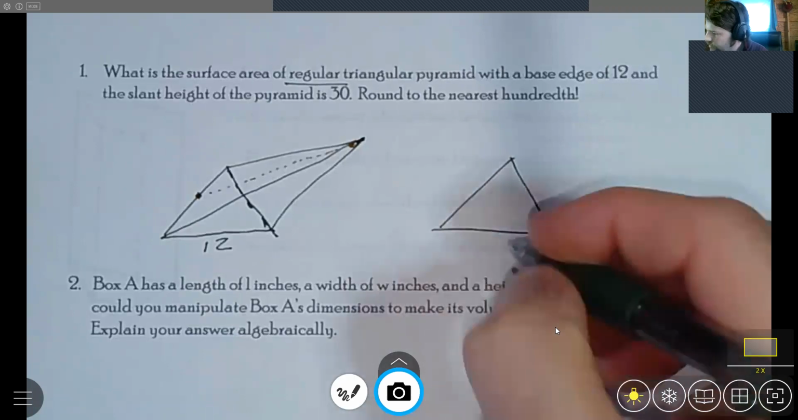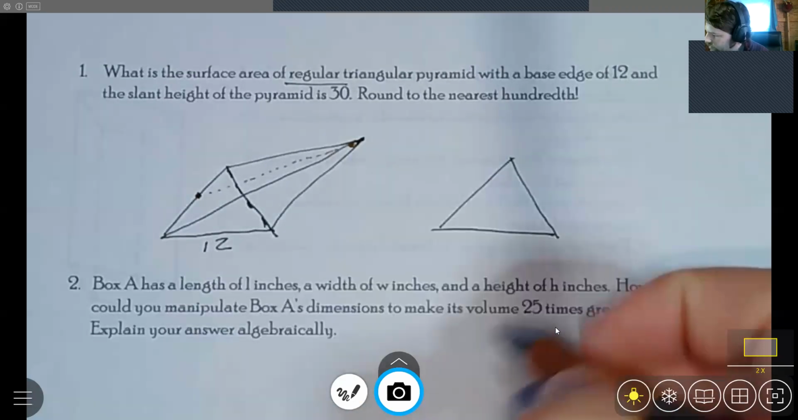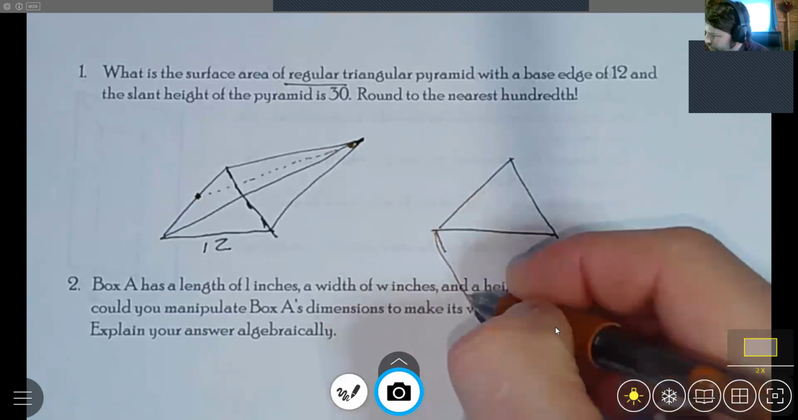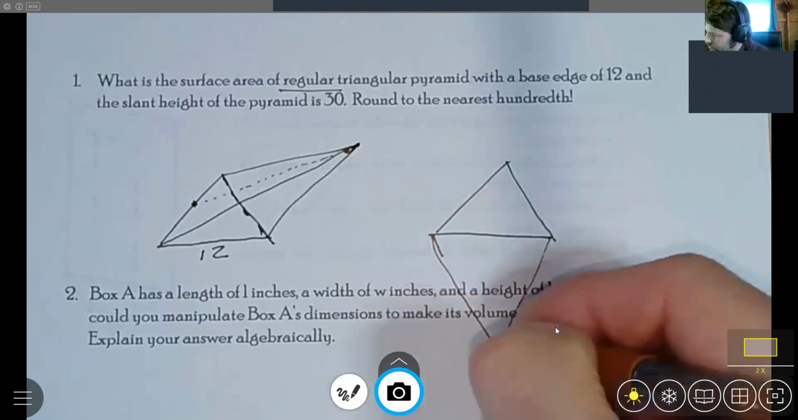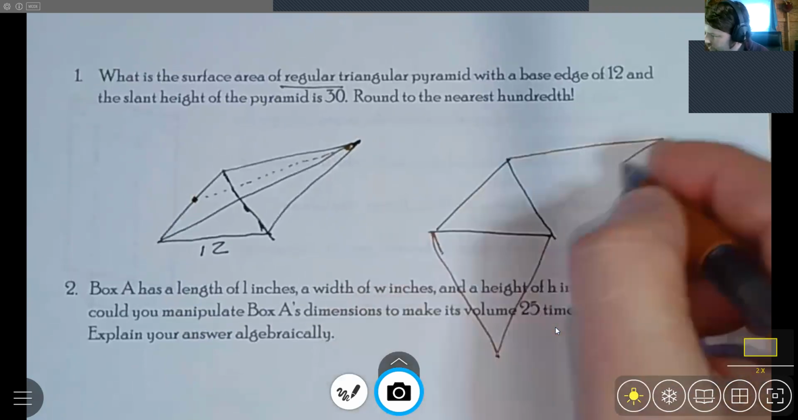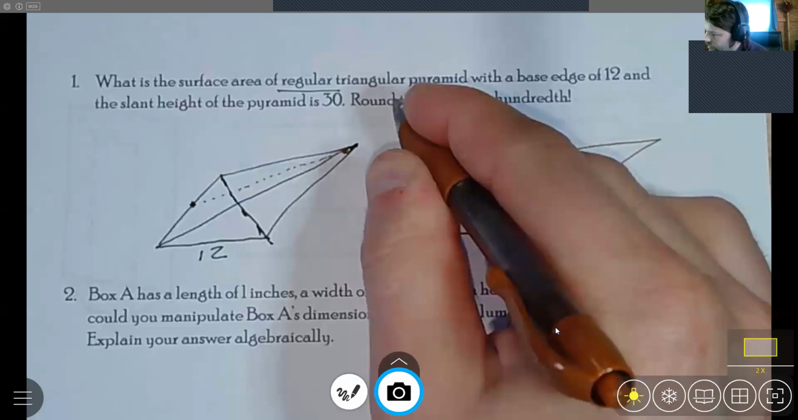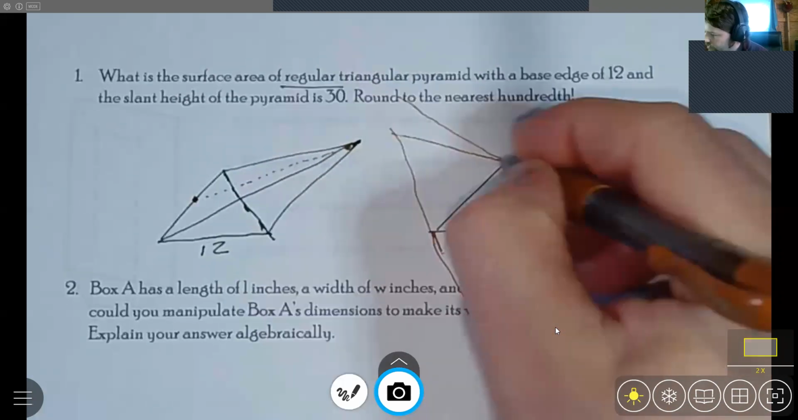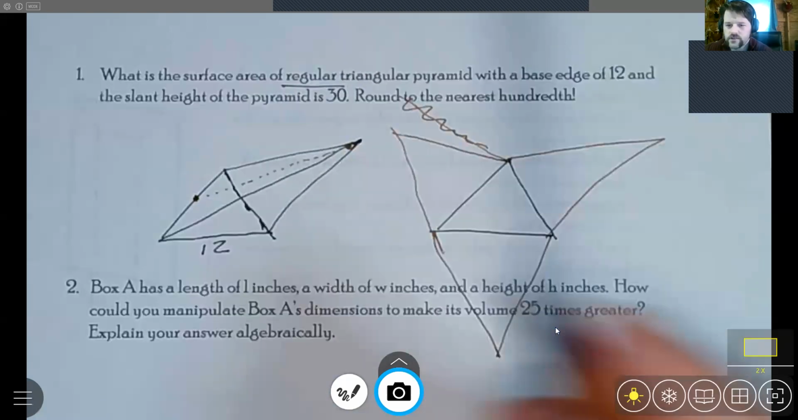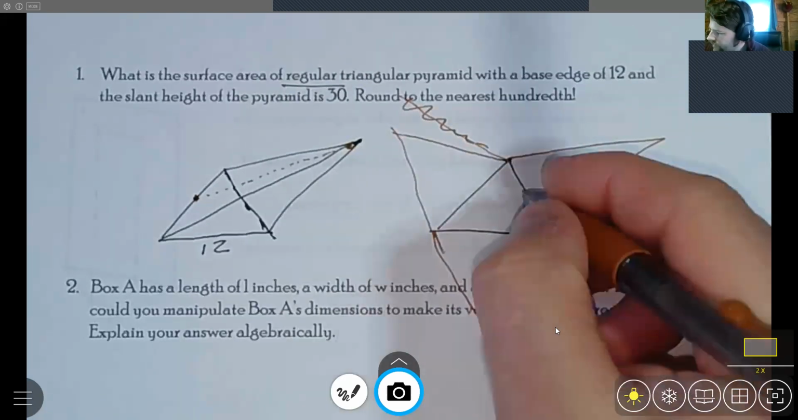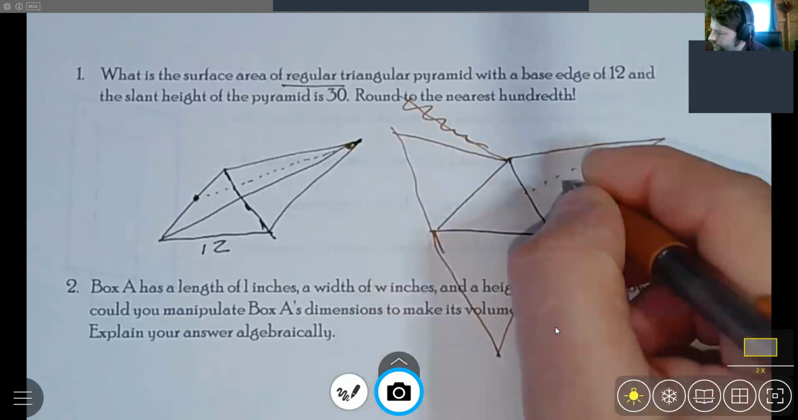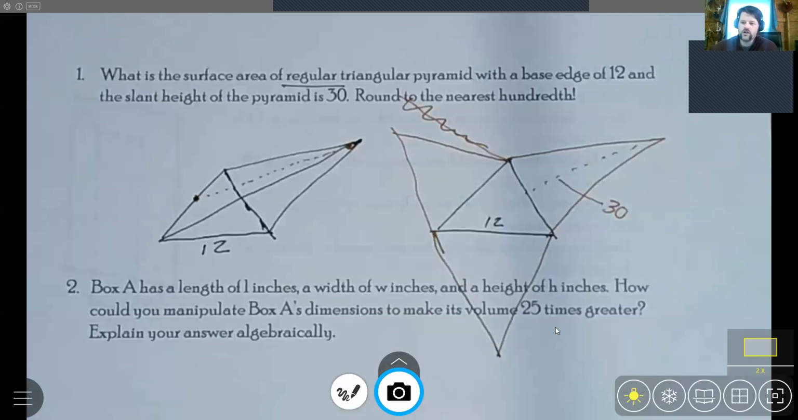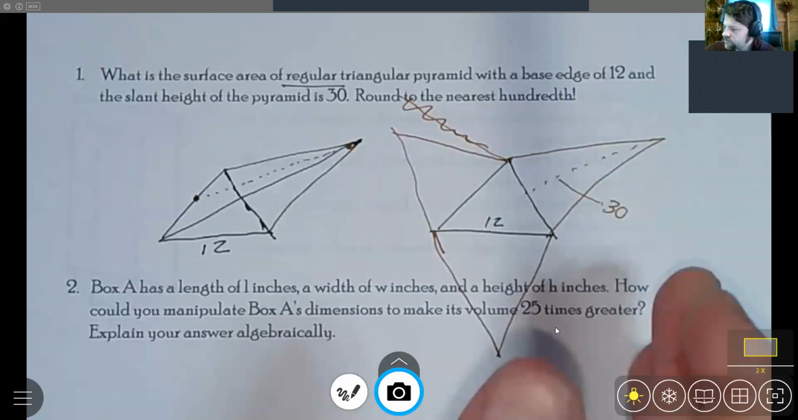And then, you know, your sides are going to be these triangles. Sorry, this is terrible. Kind of ignore that. I'm sorry, this is just getting worse and worse. But this is your slant height, right? This is your base edge. So you could just draw it out like this to figure out the surface area.